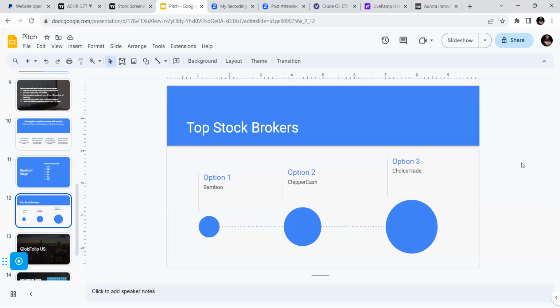So what if it's a stock that I'm recommending and it's not on Bamboo? Chaka gives you more options than Bamboo, but the only problem I have with Chaka is the exchange rate. It's too high. So that's the only problem. But when it comes to stock options, number of stocks listed, number of stocks you can access, Chaka has more.